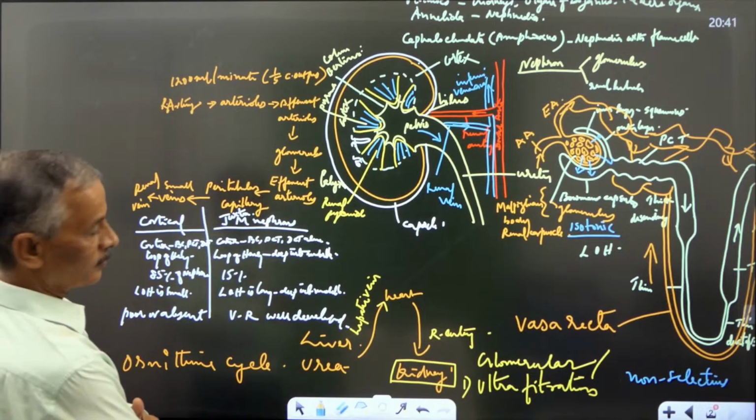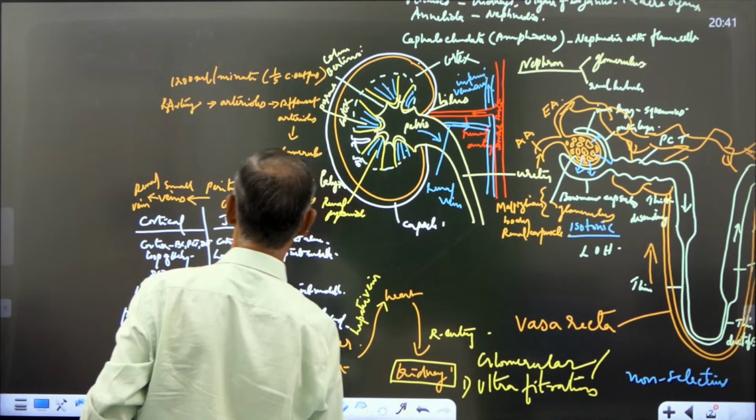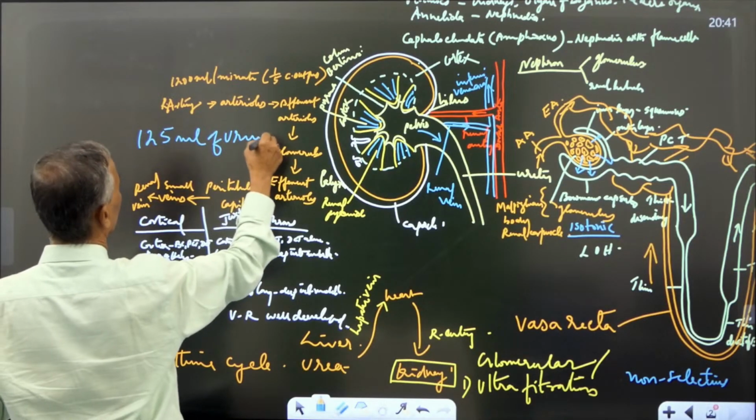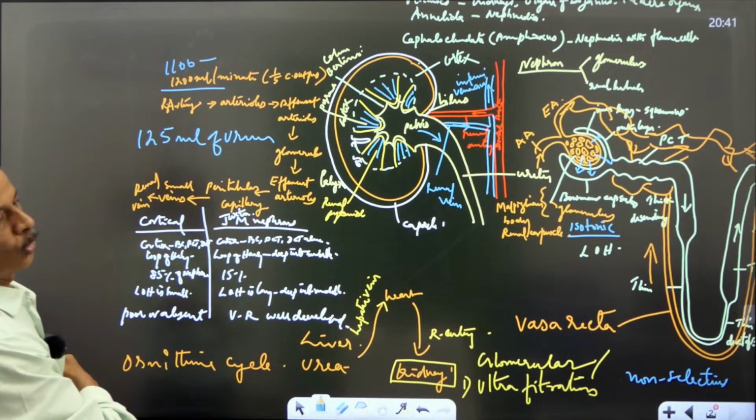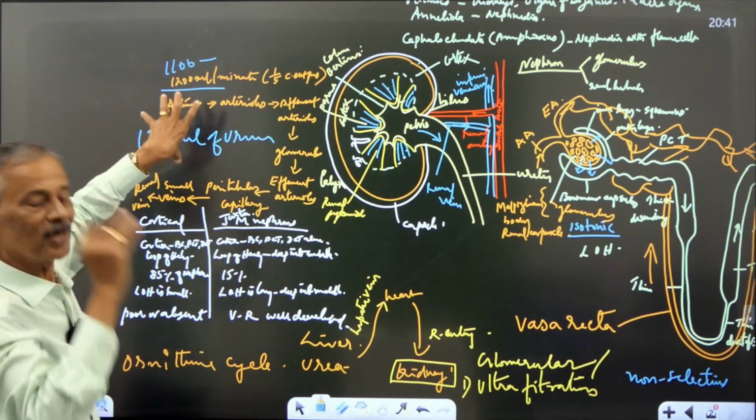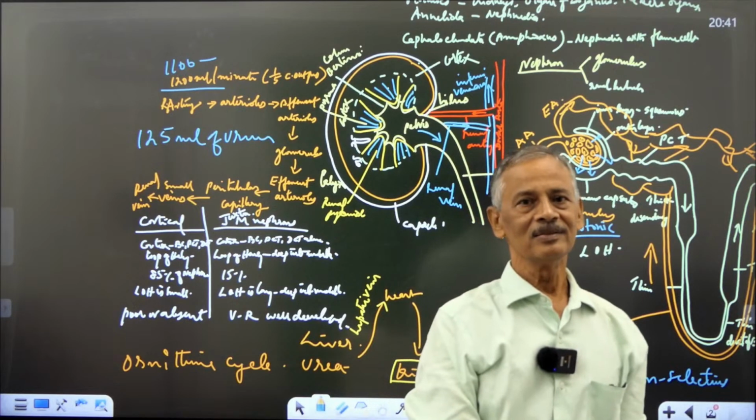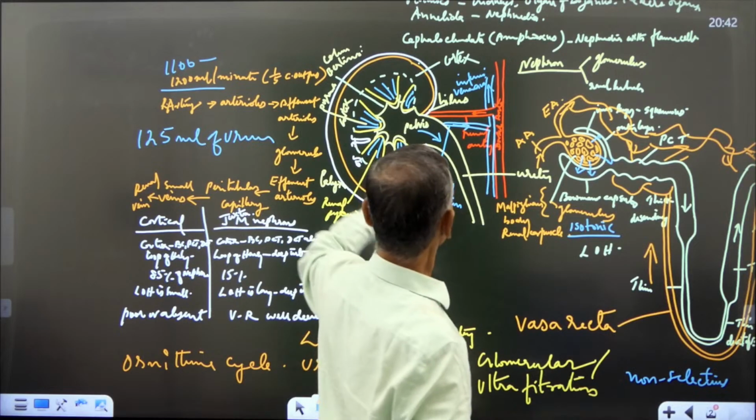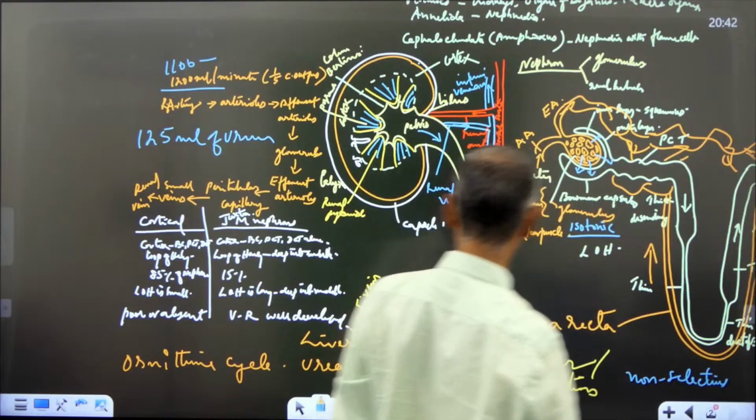And out of that, 125 ml of filtrate is formed per minute. 125 ml is formed out of 1100 to 1200 ml of blood. So almost 10% of the blood is filtered and coming out. This primary urine now passes through the PCT, then Henle's loop and DCT.